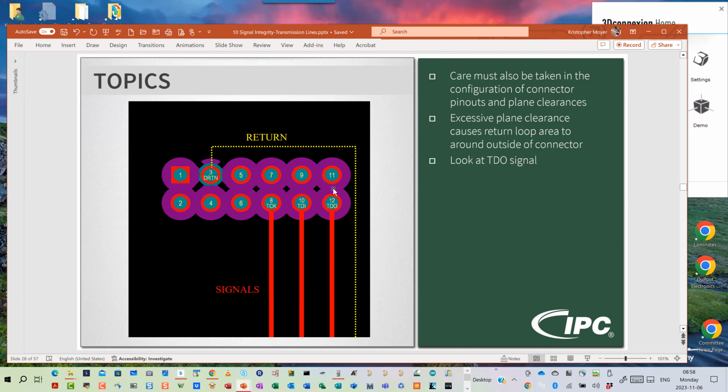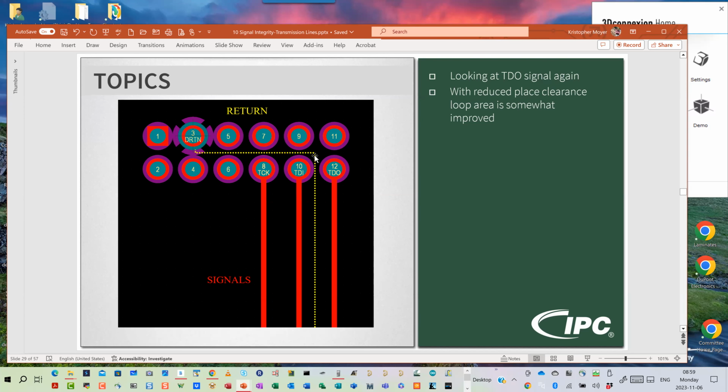But if I have the pins too close to each other and I have too large of a clearance there to ease my manufacturability, what I end up with right here is this gap where there's no path. So that return current flows underneath the TDO signal until it gets to this point, which has to flow up and around to get to this point right here. Again, I have a large loop. I have a larger radiating surface. This is a bad thing.